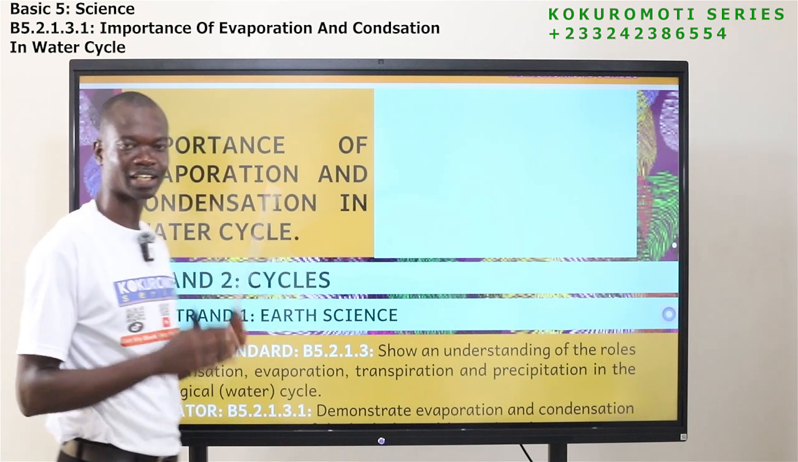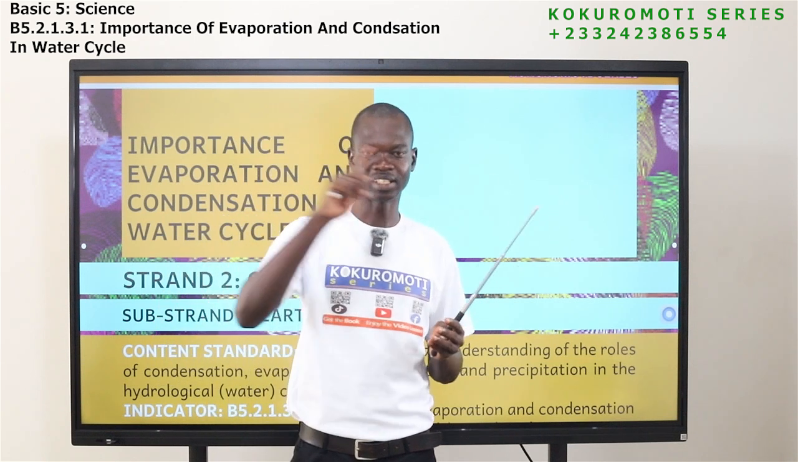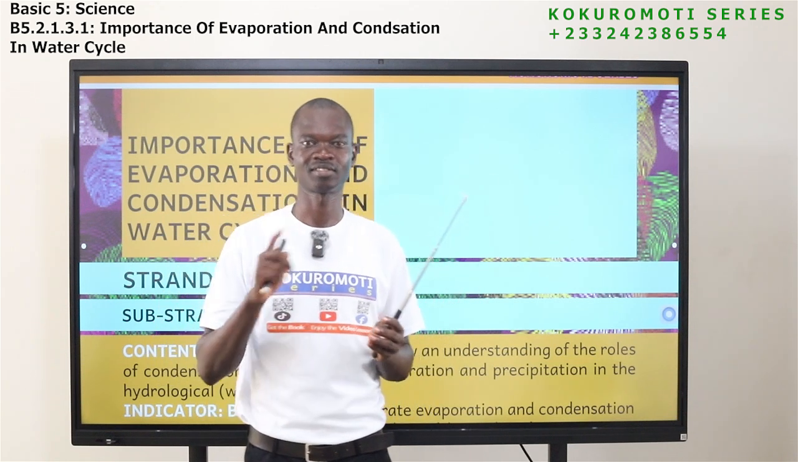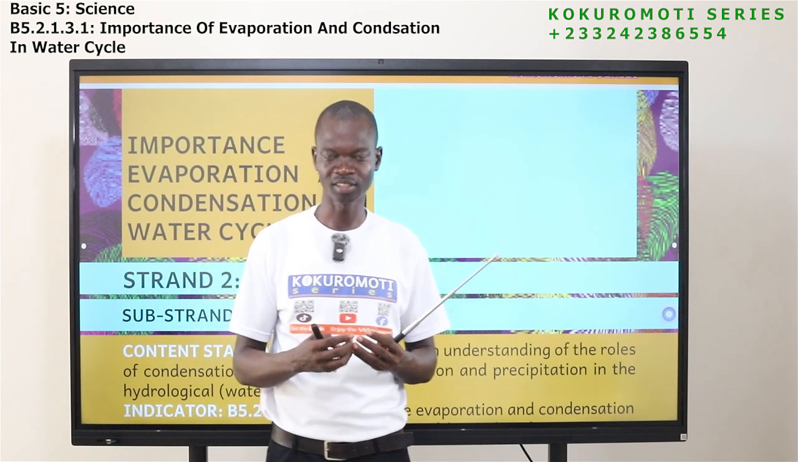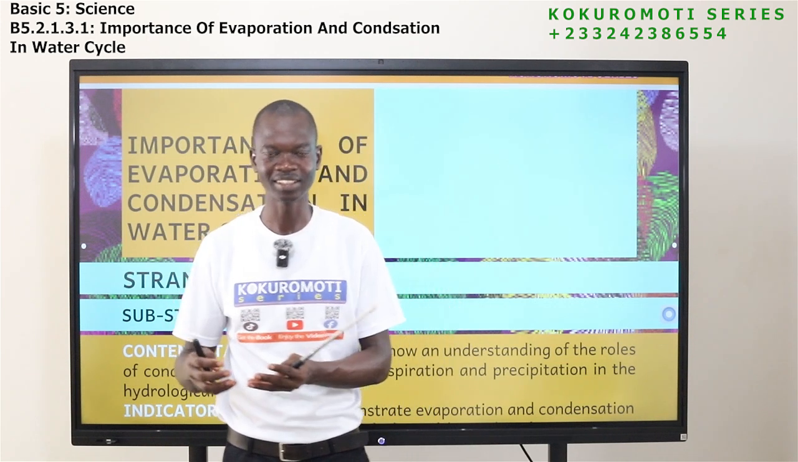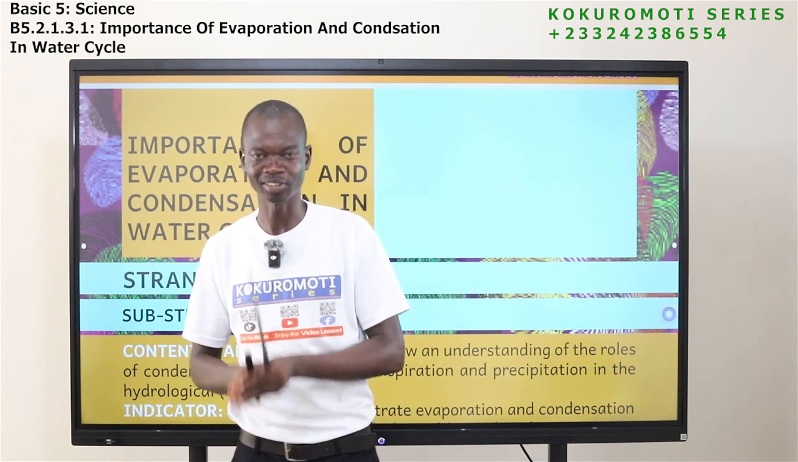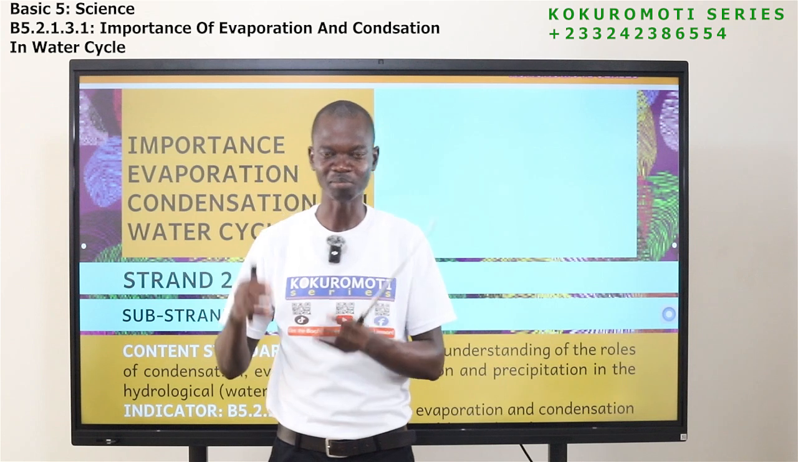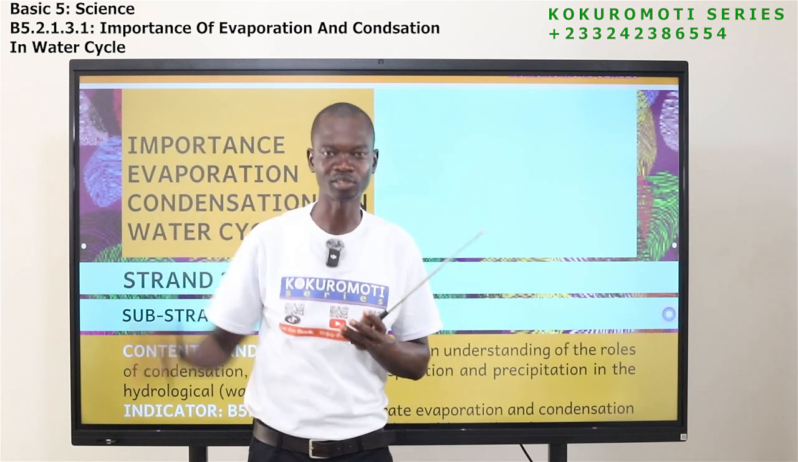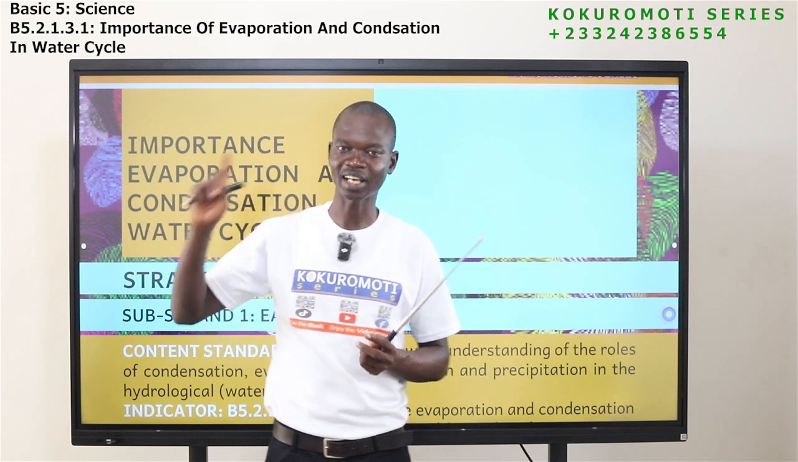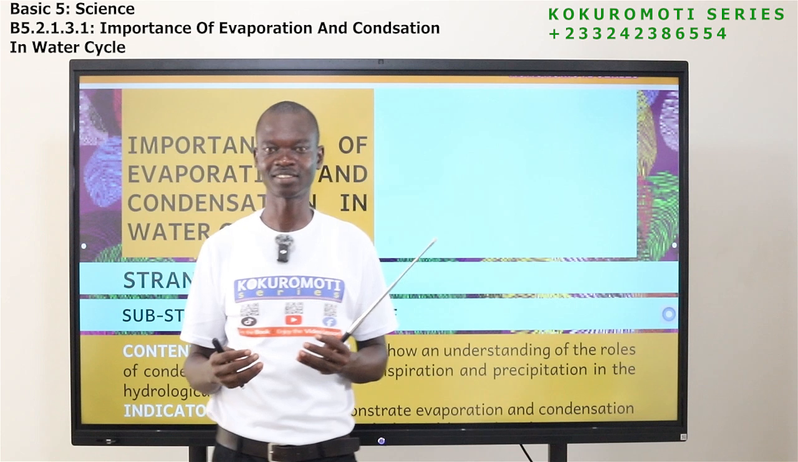So today we are going to look at water, how it moves in a cycle. How water moves in what? Cycle. The movement of what? Water from the earth to the atmosphere, then comes back to earth. How water moves from earth to the atmosphere and how it moves from the atmosphere to the earth again. So water moves like that. It doesn't stop. It's a continuous thing.